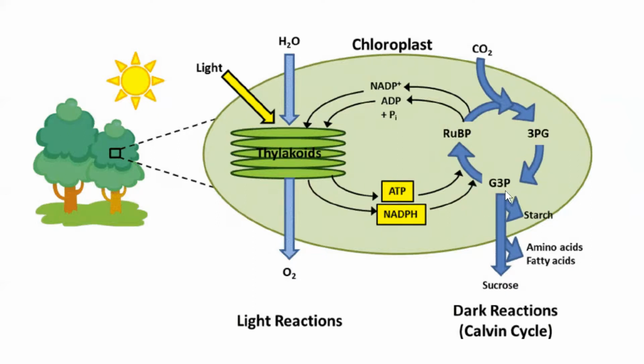So if glucose is a 6-carbon sugar, that carbon in the glucose comes from the air. We're literally inhaling it. If you were a plant, we're exhaling it because for us it's a waste product. Cool.